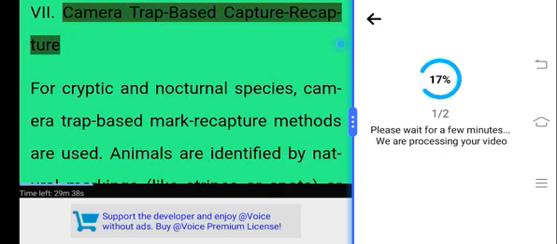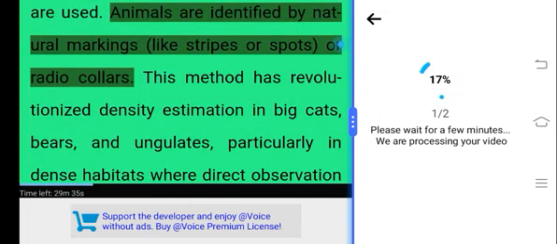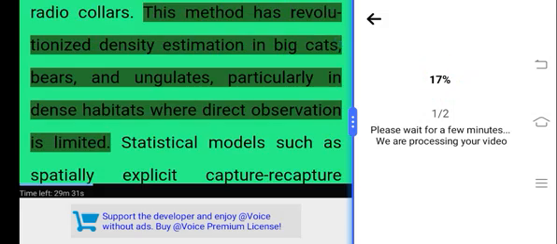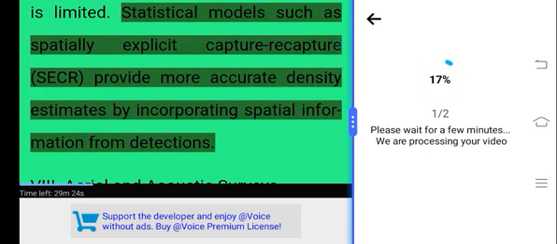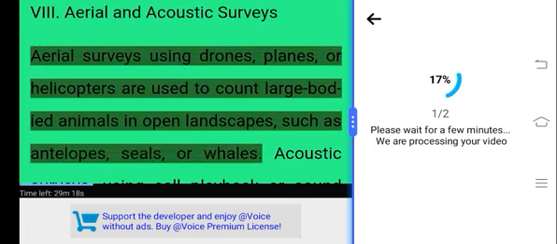7. Camera trap-based capture recapture. For cryptic and nocturnal species, camera trap-based mark recapture methods are used. Animals are identified by natural markings, like stripes or spots, or radio collars. This method has revolutionized density estimation in big cats, bears, and ungulates, particularly in dense habitats where direct observation is limited. Statistical models such as spatially explicit capture recapture (SECR) provide more accurate density estimates by incorporating spatial information from detections.